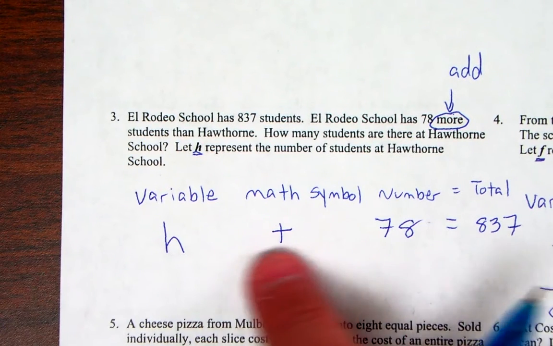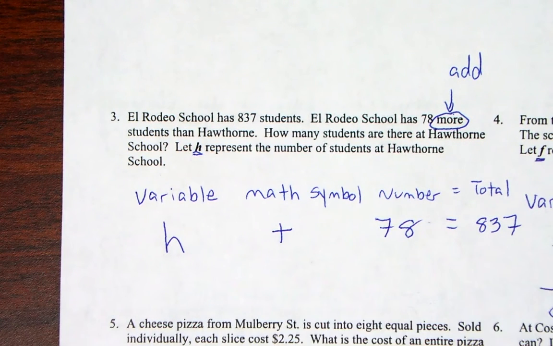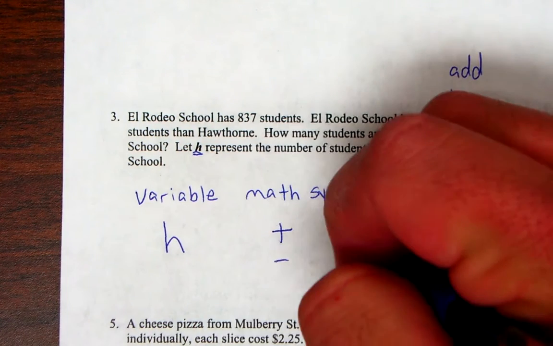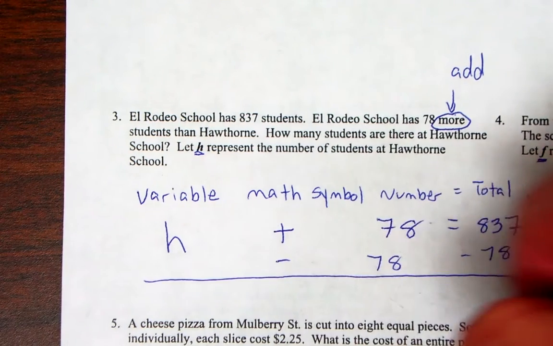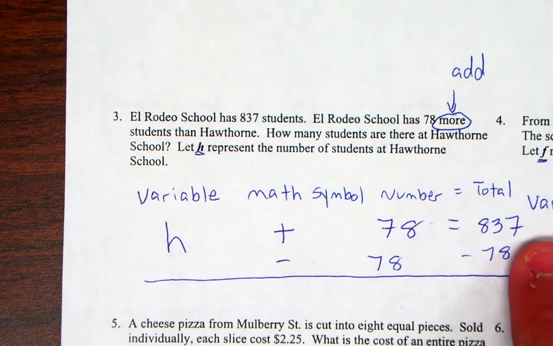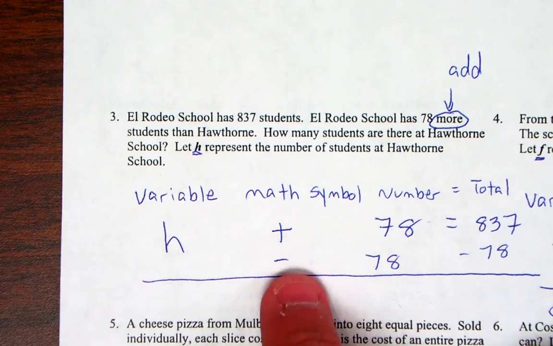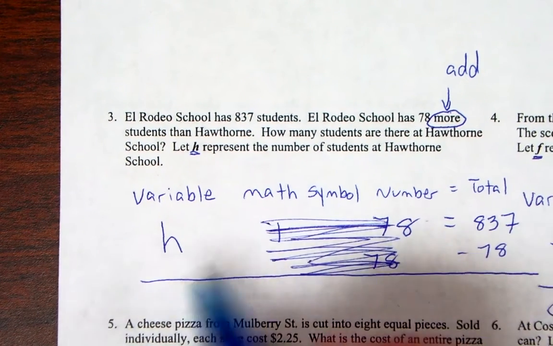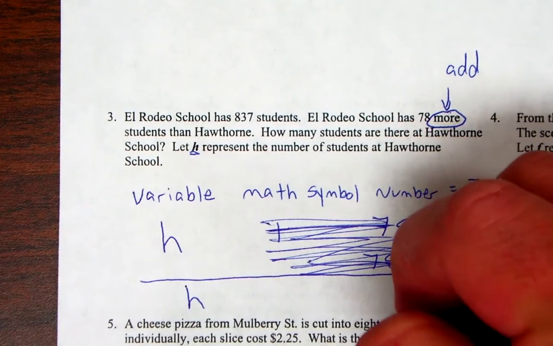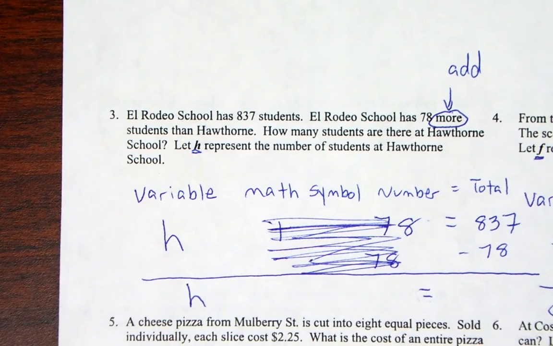Opposite operation of the math symbol you see here. What's the opposite of adding 78? Subtract it. Again, what you do to one side of the equal sign, do to the other side. 78 minus 78 zeros out. It is gone. You're left with H equals 837 minus 78. Anybody?